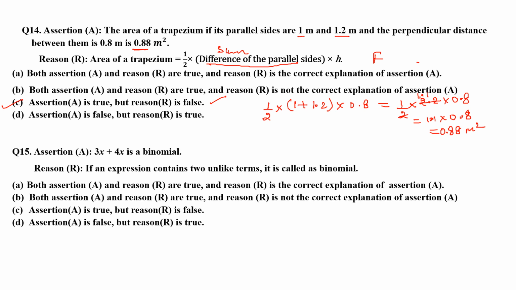3x plus 4x is a binomial, and reason is if an expression contains two unlike terms, it is called as binomial. So reason is correct, reason is true. But assertion, if you see, 3x plus 4x is a binomial. But both are like terms. I can combine it, right? 3x plus 4x is 7x. So it is not a binomial now. It is a monomial. So assertion is false, but reason is true. So D is the correct option. Okay. Now moving to next question.